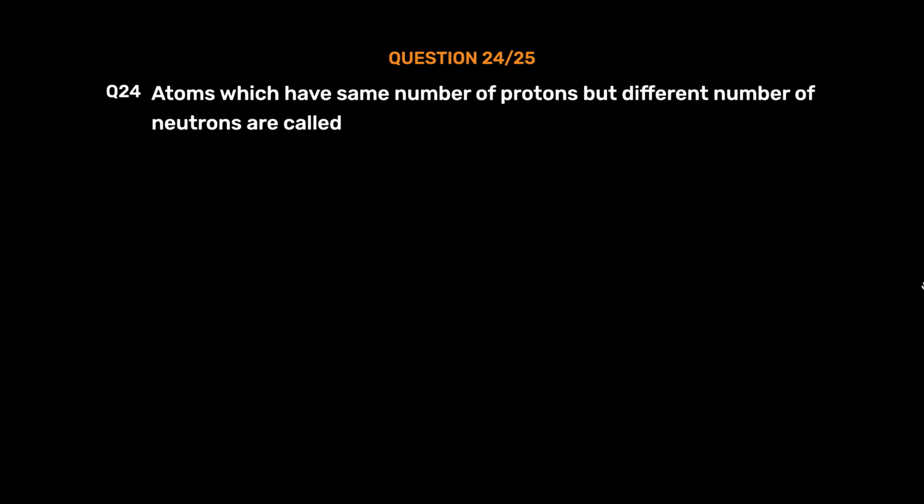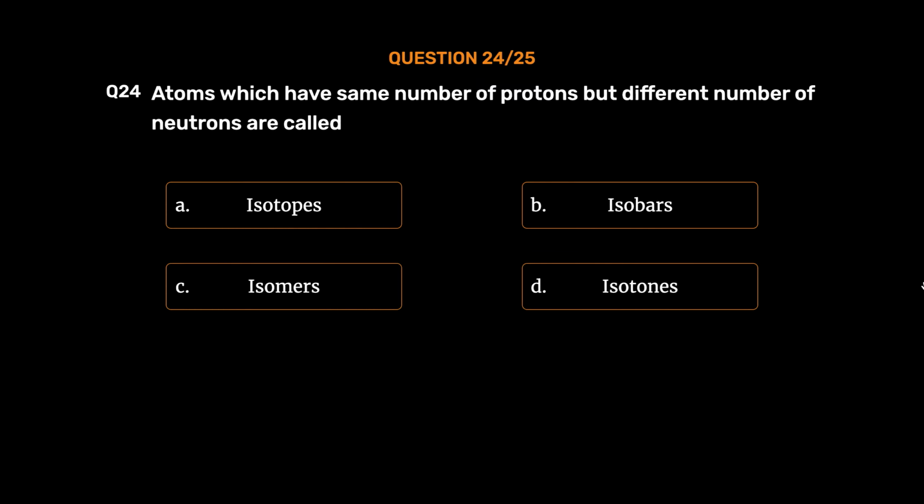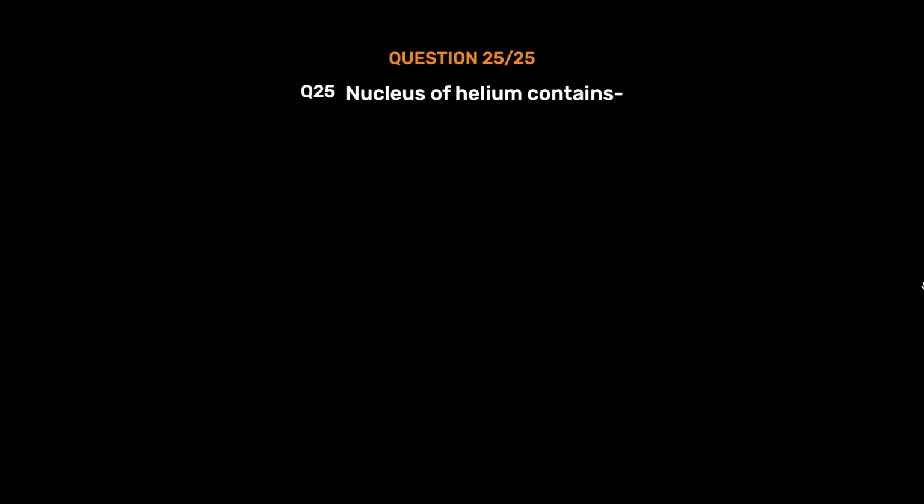Question number 24. Atoms which have same number of protons but different number of neutrons are called option A. Isotopes. Option B. Isobars. Option C. Isomers. Option D. Isotones. The correct answer is option A. Isotopes.